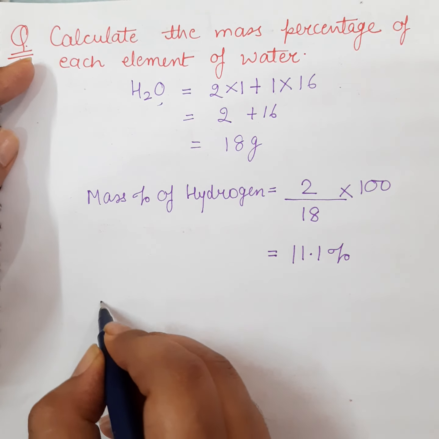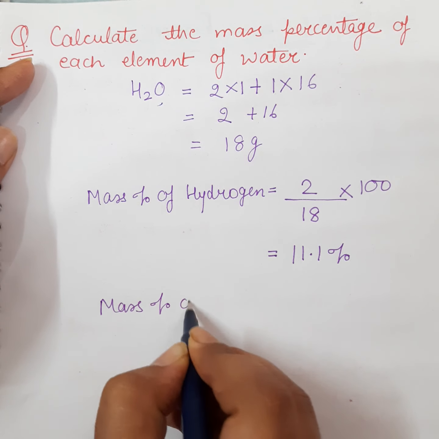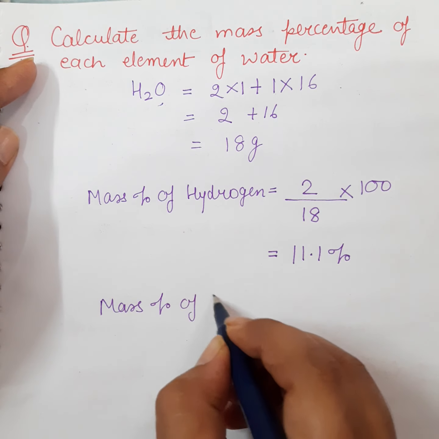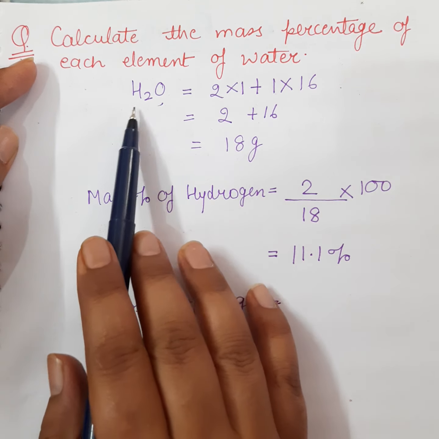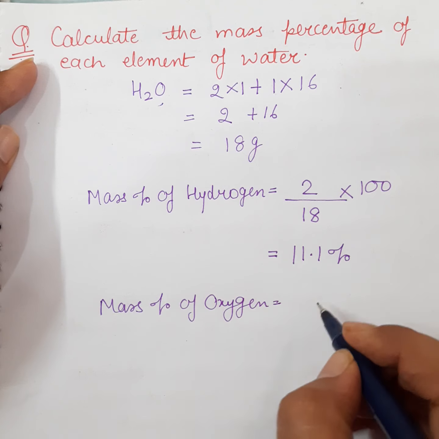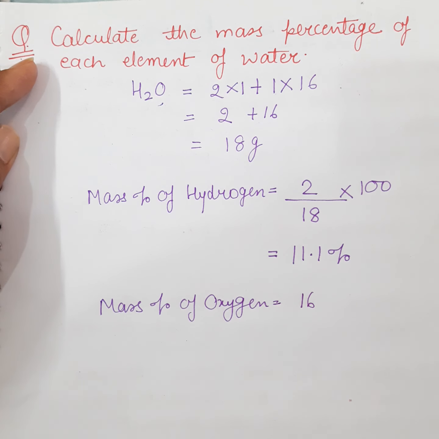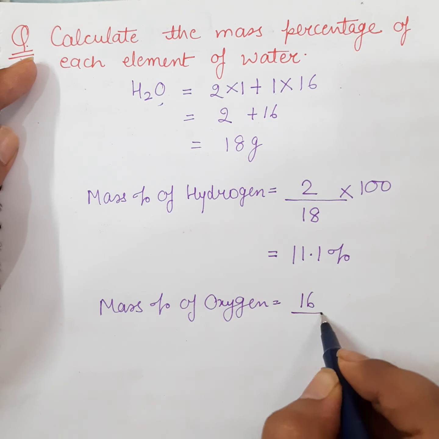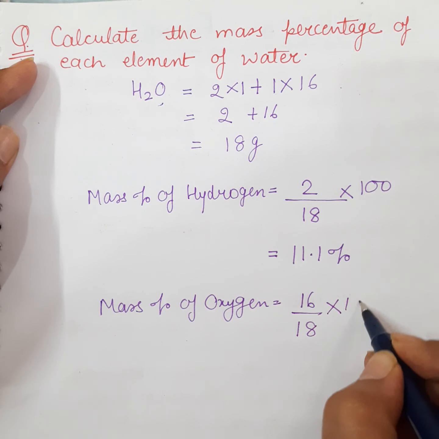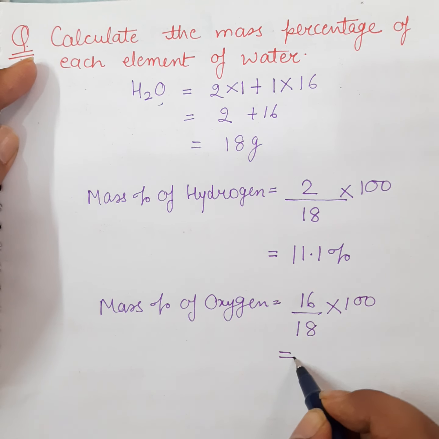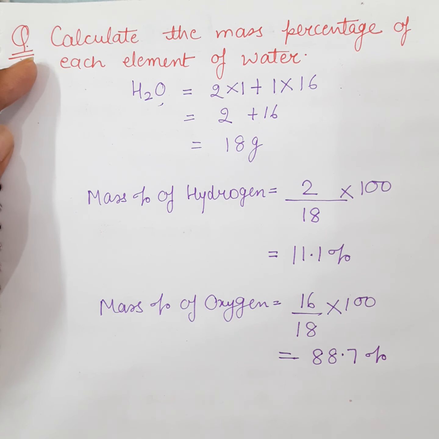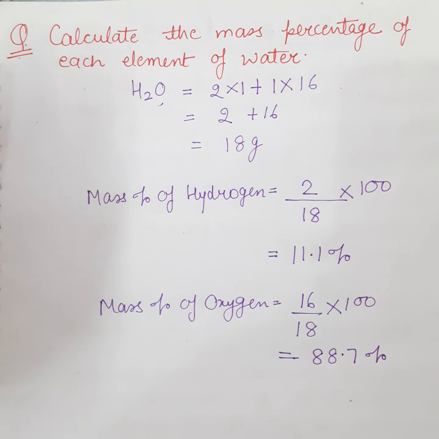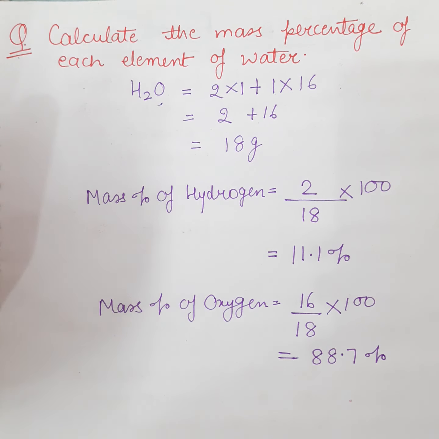Okay, now next is the mass percent of oxygen. The next element is oxygen. Now what is the mass of oxygen in water? That is 16, so I write 16 as the numerator. And what is the denominator? Yes, 18, into 100. Now what do you get? You get the answer, that is 88.7%. Okay, so this is an example of how to calculate the mass percent. You go with these steps and then solve the numericals.